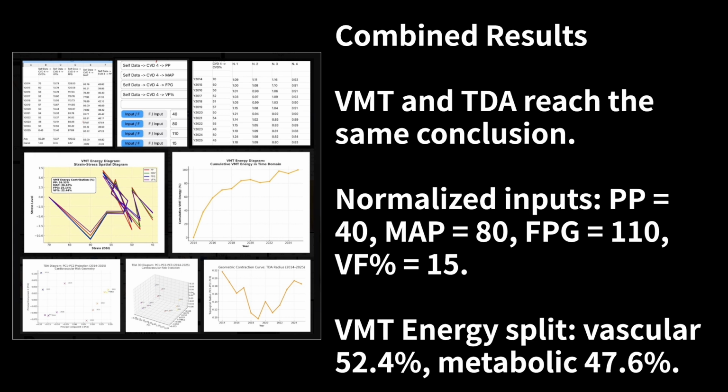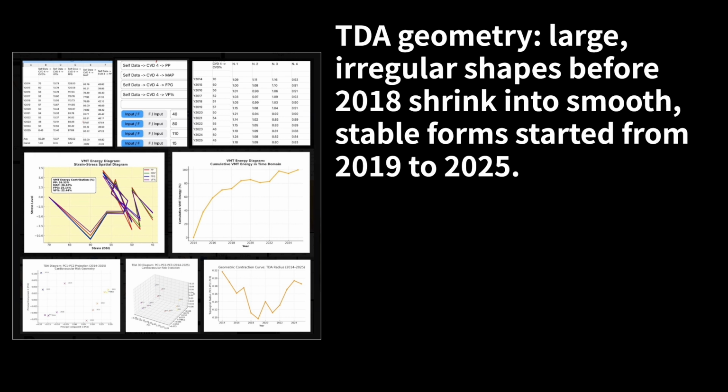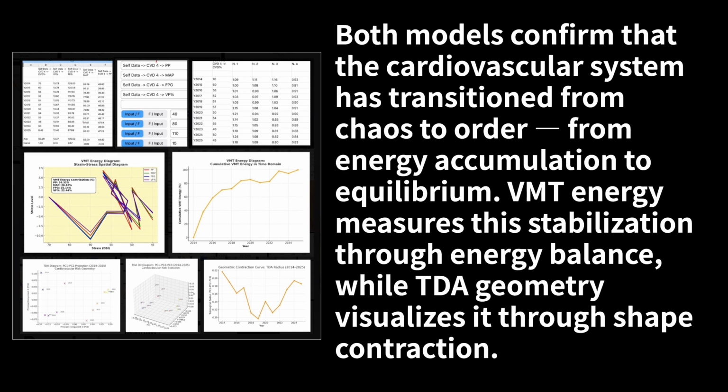Combined results: VMT and TDA reach the same conclusion. Normalized inputs: PP is 40, MAP is 80, FPG is 110, VF% is 15. VMT energy split: vascular 52.4%, metabolic 47.6%. TDA geometry: large, irregular shapes before 2018, shrinking into smooth, stable forms from 2019 to 2025. Both models confirm that the cardiovascular system has transitioned from chaos to order, from energy accumulation to equilibrium. VMT energy measures this stabilization through energy balance, while TDA geometry visualizes it through shape contraction.